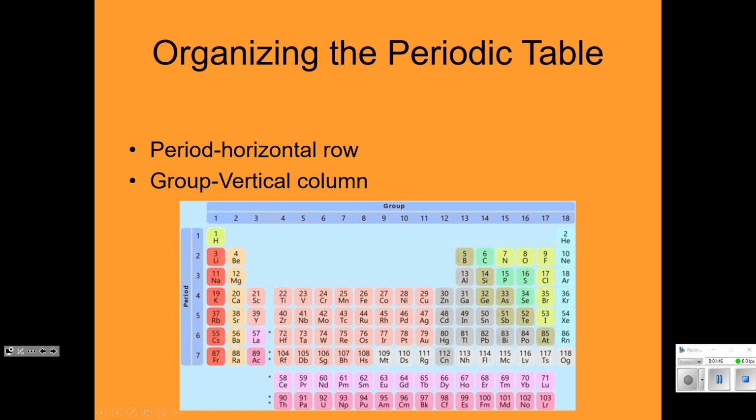Now, the word group is on your own periodic table above the first column. So if ever you had to know between a group and a period, group is listed on yours. The word period typically isn't stated on your periodic table.